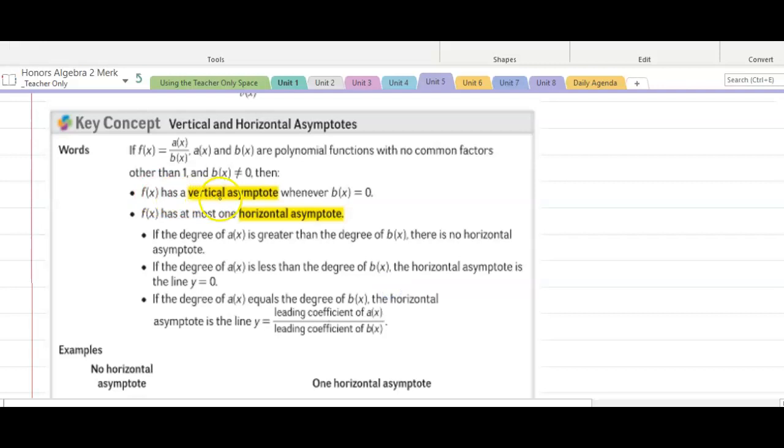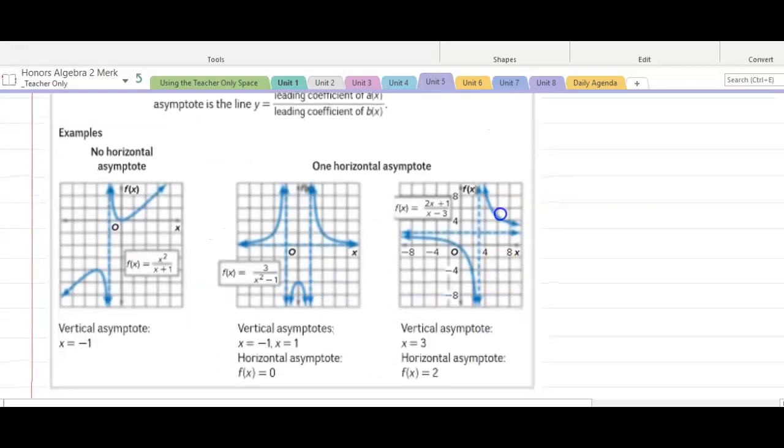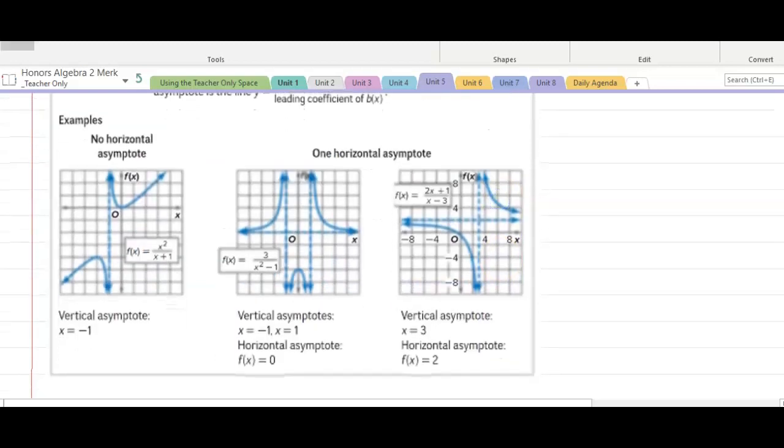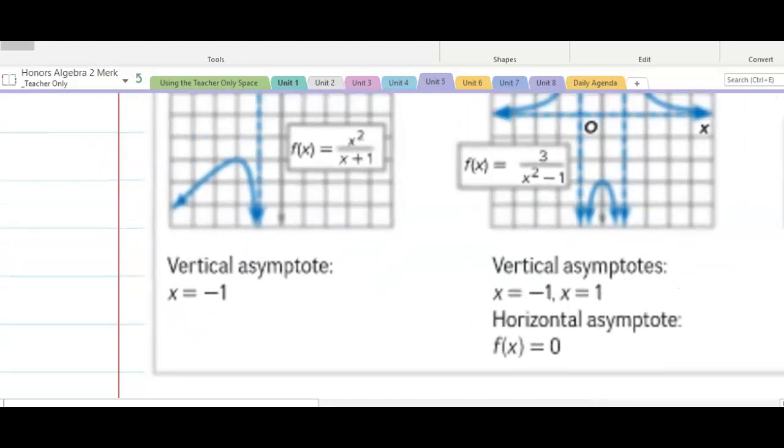All of these rational functions are still going to have a vertical asymptote whenever the denominator equals 0. So just like what we practiced with reciprocal functions, we just have to hone in on the denominator and figure out when it would equal 0. For instance, in our first example, x plus 1 equals 0 when x equals negative 1. That's the vertical asymptote.